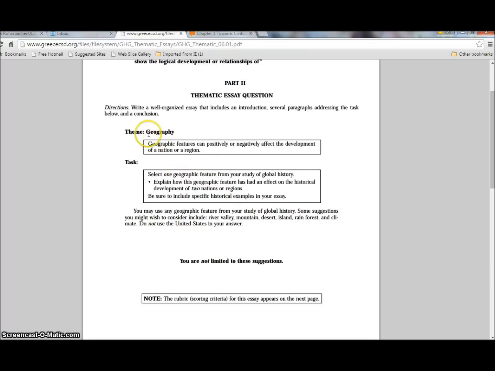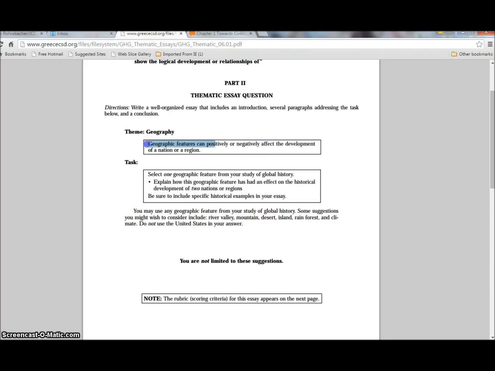Theme is geography, and we're going to be looking at all sorts of different themes. We're looking at 13 different themes this year, and that's how we set up your binder. And one of the first themes in there was geography. So let's look at what the theme says. Geographic features can positively or negatively affect the development of a nation or region.